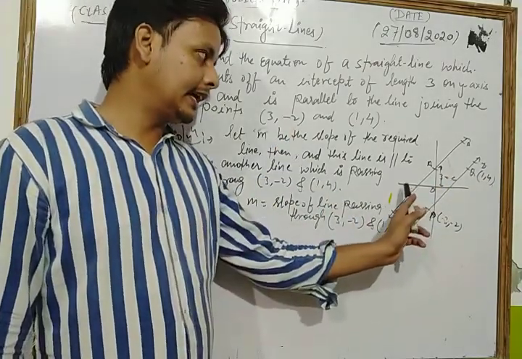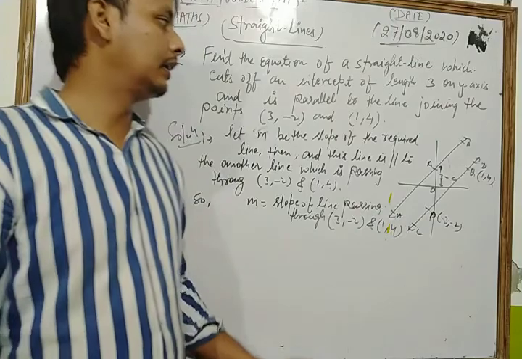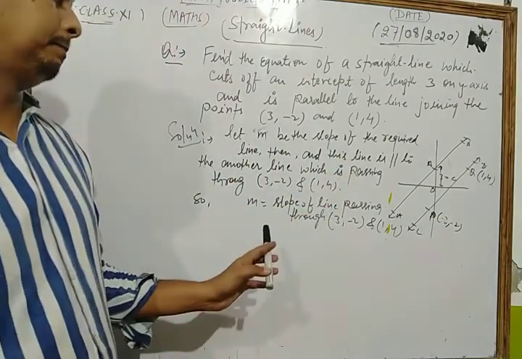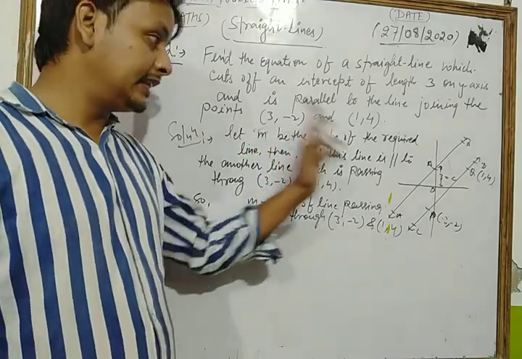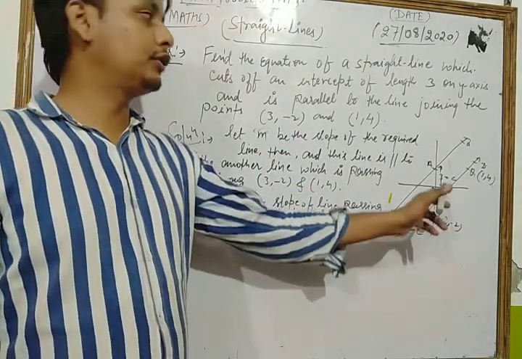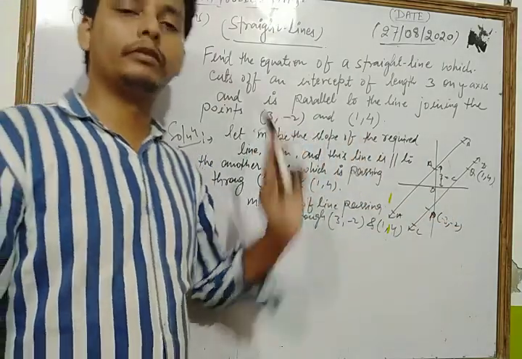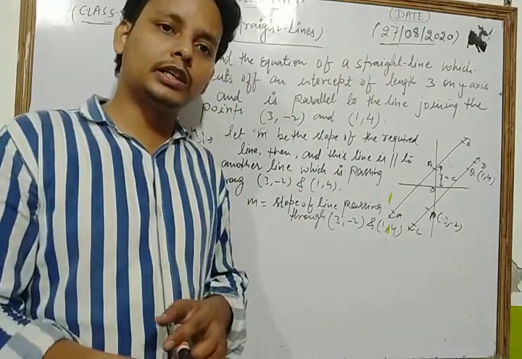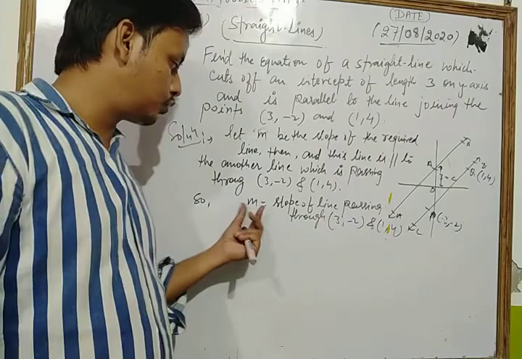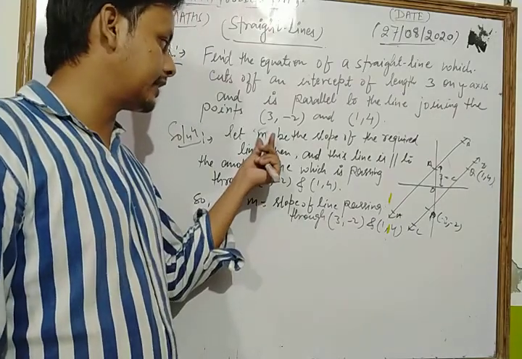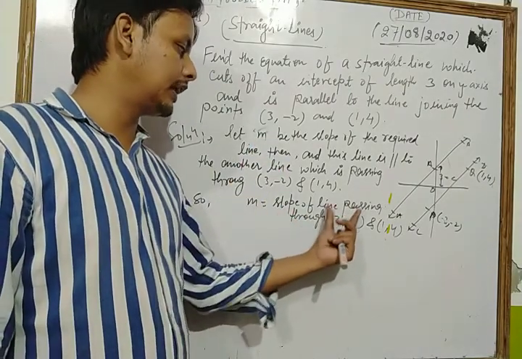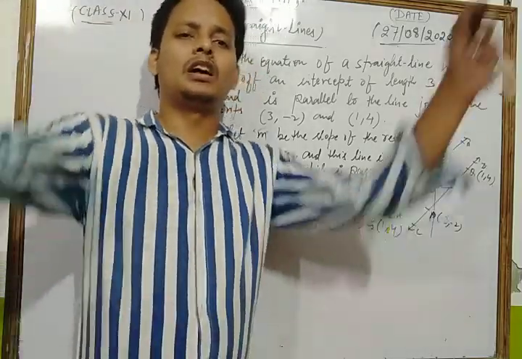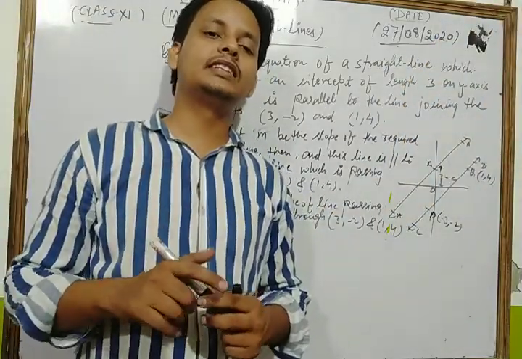First of all, we take m to be the slope of the required line, and this line is parallel to another line which is passing through the points (3, -2) and (1, 4). It is clear from the question. And when two lines are parallel to each other, their slopes will be the same. So the slope of the required line, which we take as m, is equal to the slope of the line passing through these points.